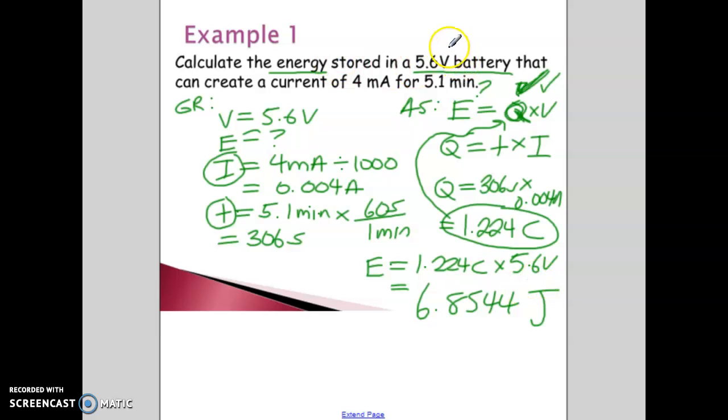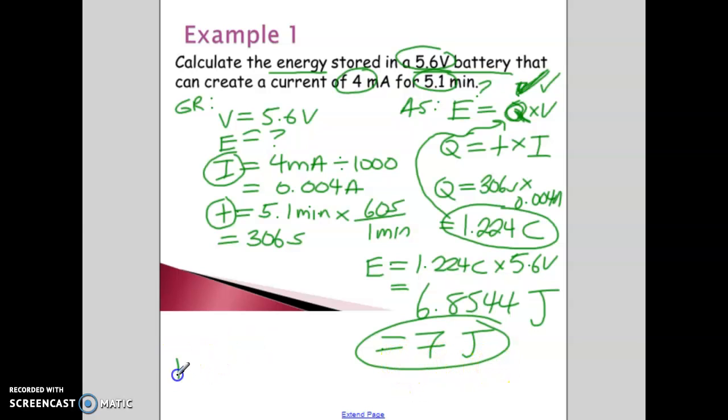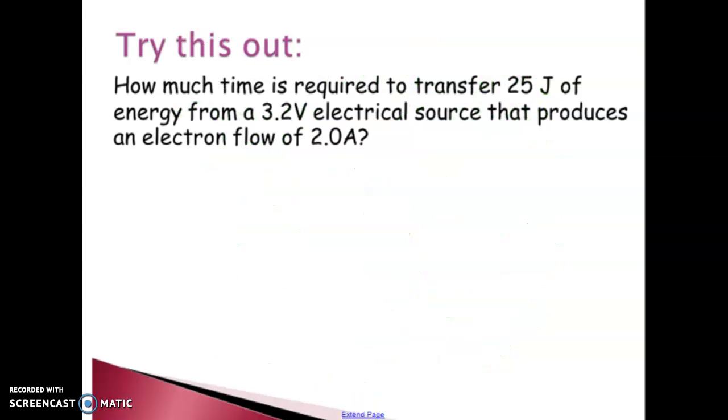Now we're going to look at sig figs. We have 2, 1, and 2. So we have to round this to only 1 sig fig, which is 7 joules. And then of course we would need a therefore statement. So the energy stored is 7 joules. So, a multi-step problem. Actually, we didn't learn anything new here. We're just taking the two other formulas we learned and now doing a two-step problem with them. So try this one out, pause the video, and then this will be the last one for today's lesson.